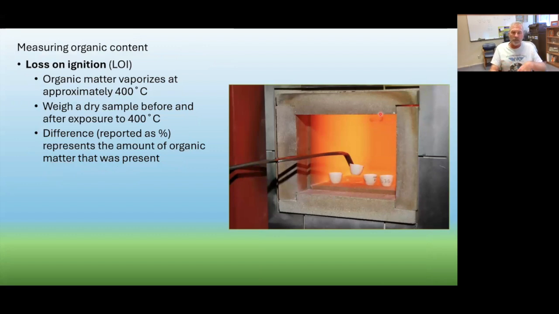And one way of doing this is loss on ignition. So organic material vaporizes at approximately 400 degrees Celsius. So if you weigh a sample, a dry sample, by the way, so if you dry a sample in an oven, say at 100 degrees Celsius for 24 hours, and then you weigh it, then you expose it to a 400-degree oven and then weigh it again after that exposure. The difference is reported in percentages, and that represents essentially the amount of the organic material that was volatilized by that high heat.